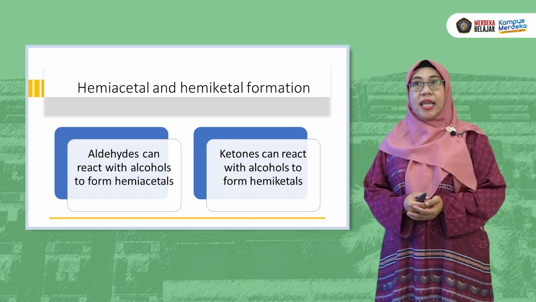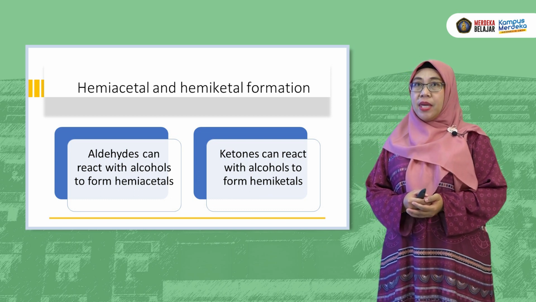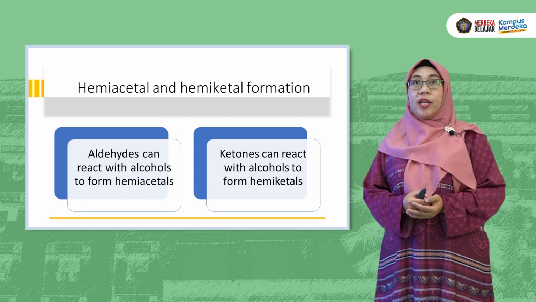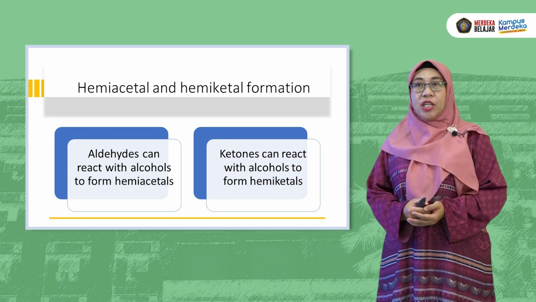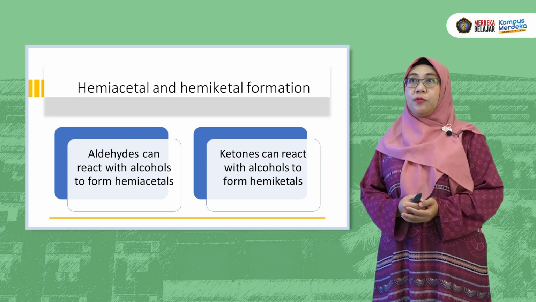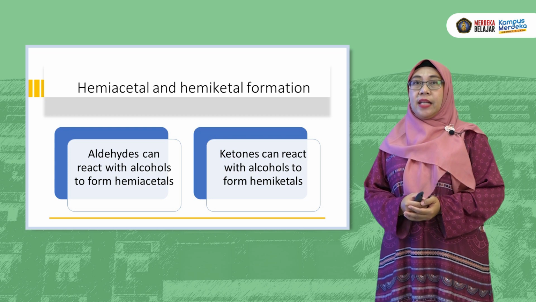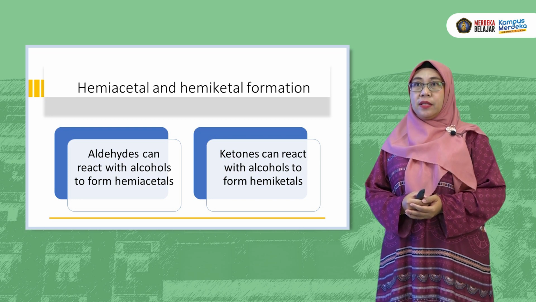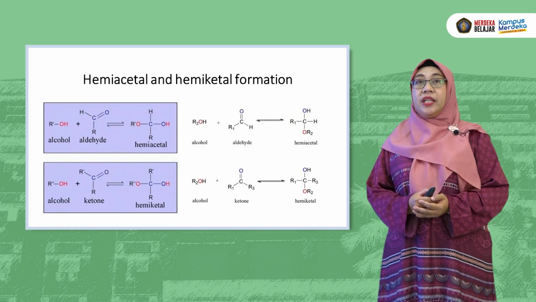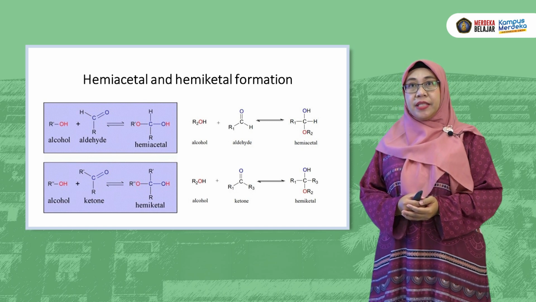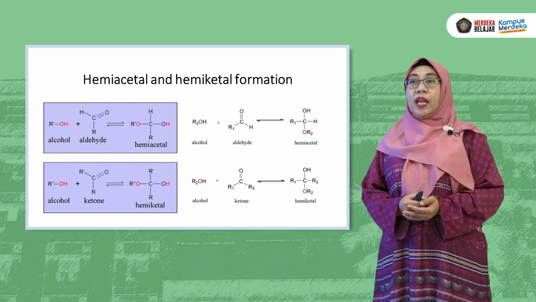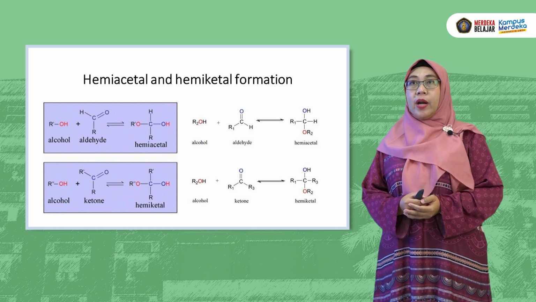Monosaccharides can form a cyclic form through hemiacetal and hemiketal formation. This mechanism we learn in organic chemistry. The formation of hemiacetal and hemiketal is based on the fact that aldehydes and ketones can react with alcohols to form hemiacetals and hemiketals. These are the formation of hemiacetal and hemiketal. Alcohol attacks the aldehyde and ketone groups and forms hemiacetal or hemiketal.